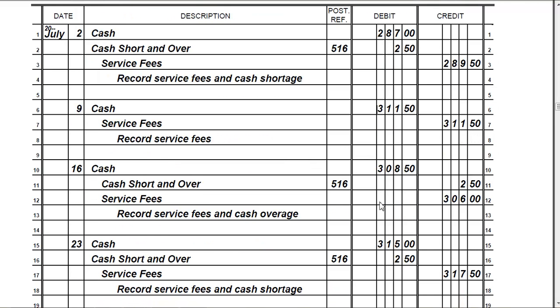Then on the 9th, our cash was $411, so we subtract out our 100 change fund and we get $311. And the cash register amount was also $311, so there is no short and over. We don't record it, and there's nothing to post.